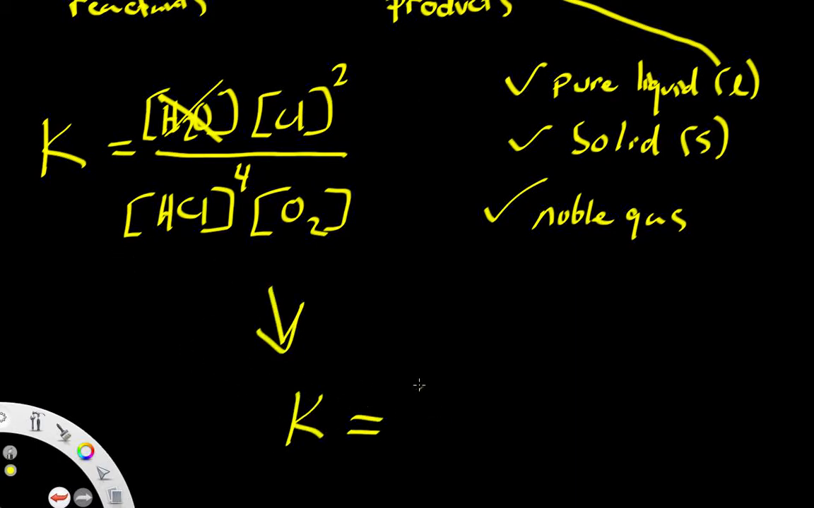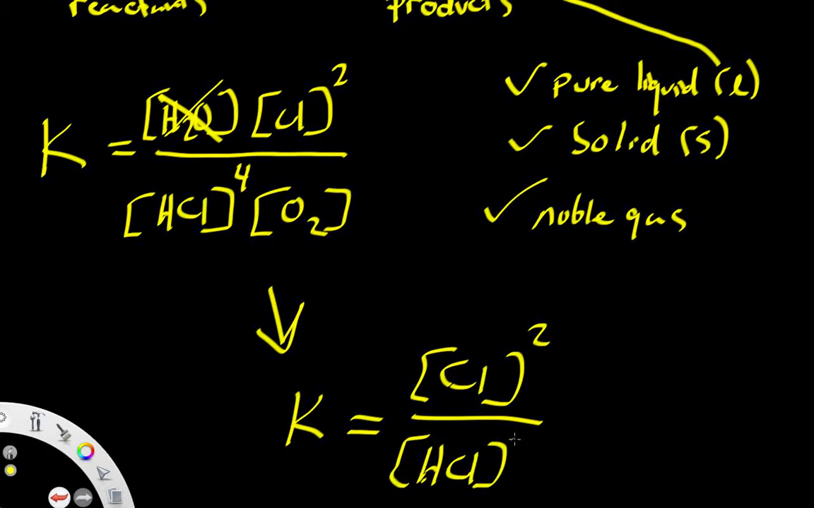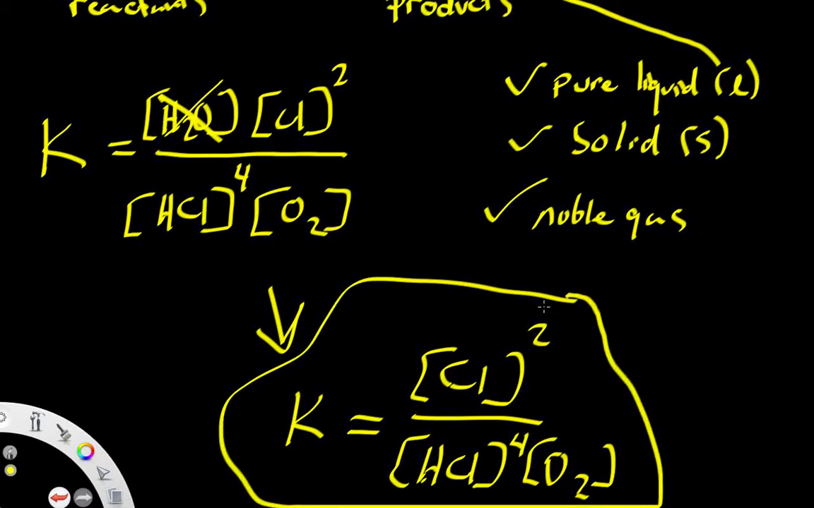So now K is going to equal chlorine with our stoichiometric coefficient on top as an exponent, and then we're still going to have our hydrochloric acid next to oxygen. So that will be our final answer as far as equilibrium expressions are concerned.